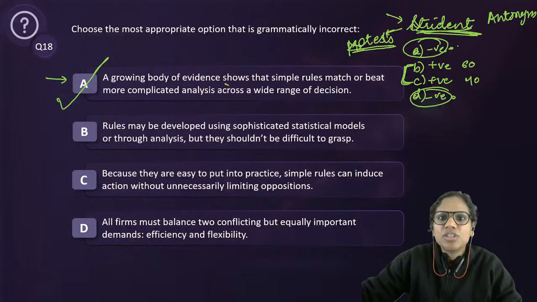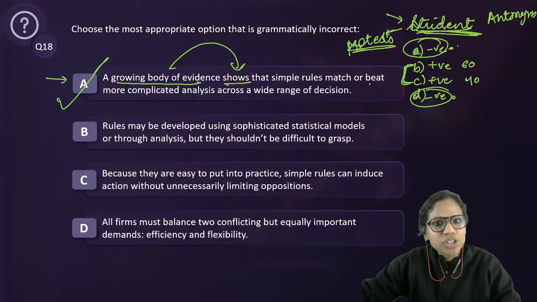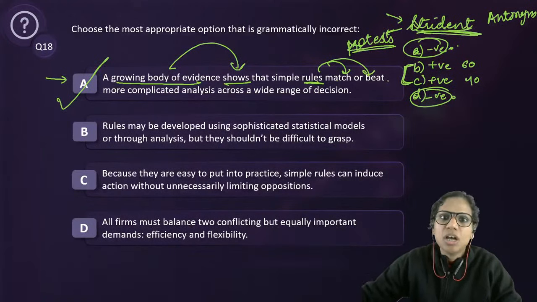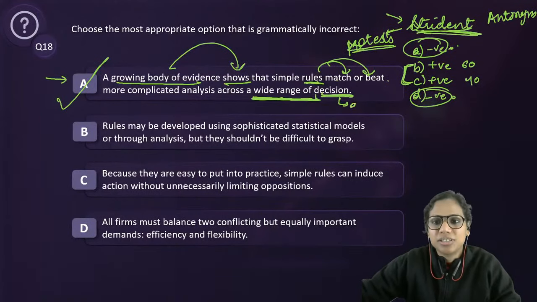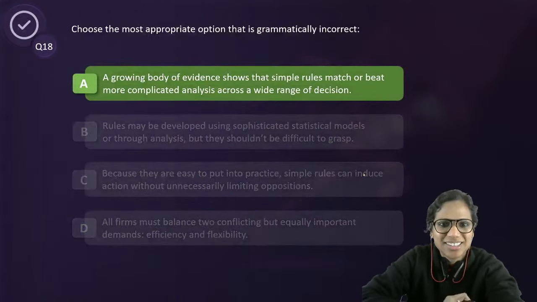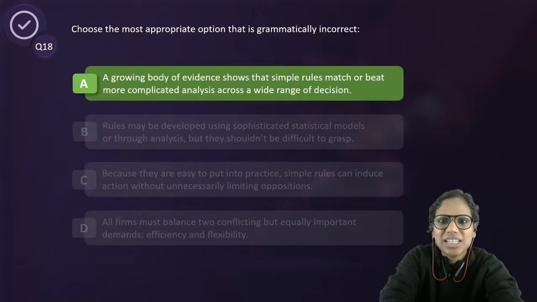A growing body of evidence shows, this is fine. Growing body of evidence shows something that simple rules match or beat. Even this is fine. Rules plural, so match or beat plural verbs. More complicated analysis across a wide range of. When I say wide range of something, this has to be plural if it's a countable noun. Wide range of decisions, not decision. Okay, so I hope this makes sense. A is the erroneous one here. Others are fine. B, C, and D are fine. No errors there. Yes, those who marked B, C, and D, what did you think was the error?